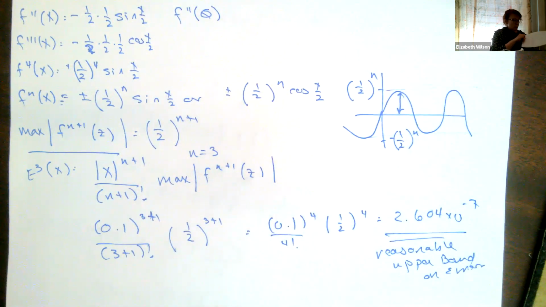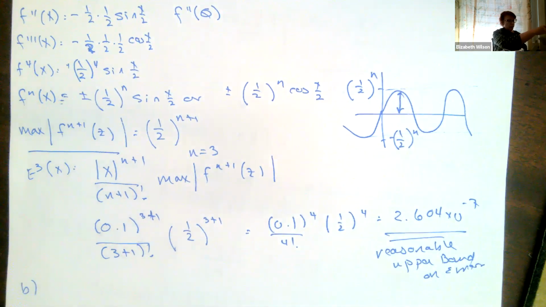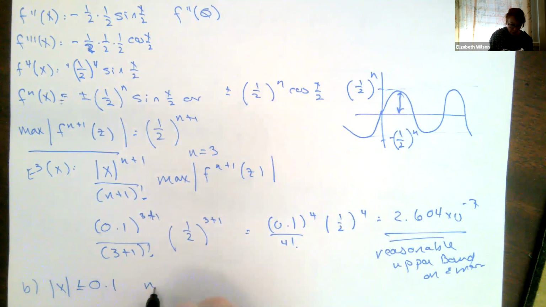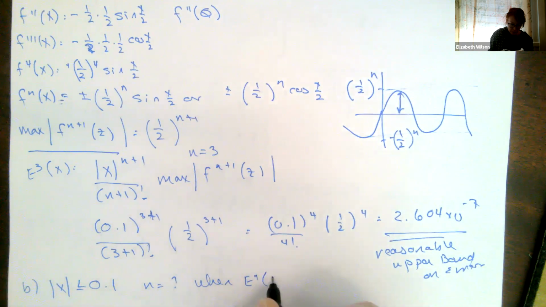Now for part B, they say they want us to fix the error and solve for n. So we're going to fix the error. Everything else is the same, right? And then we're going to say n equals what when the error's upper bound is, what did they say, 0.0001.